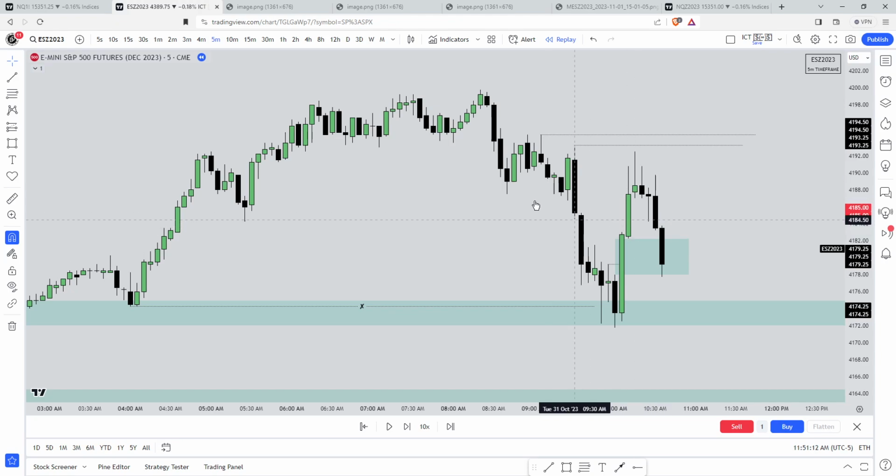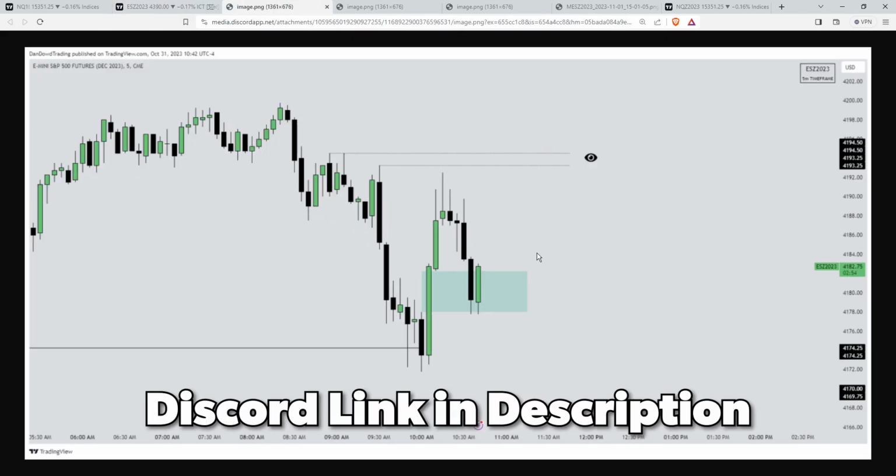So for those saying it's easy to say that in hindsight, I did call this in my Discord in real time. So I posted this chart to Discord members where I did basically say we have a bullish 2022 model, have the eyeball on the buy side because it's likely to draw into that.